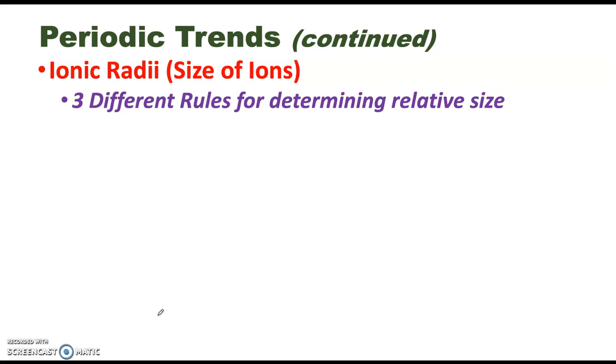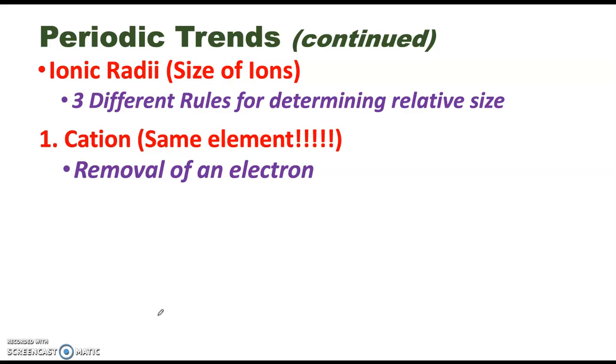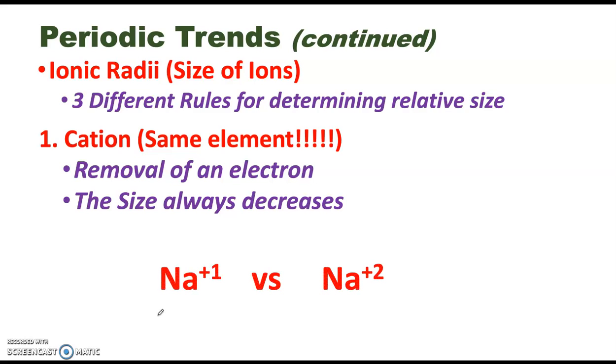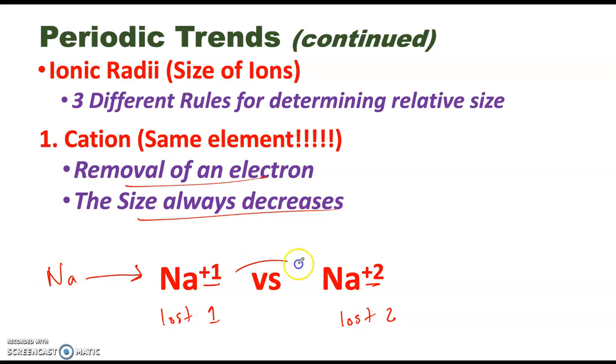So there's three rules for determining the size of ions. The first one has to do with cations. What you need to know is that the removal of an electron will always make the size of that atom smaller. Losing electrons will make the radius smaller. So if I look at these two ions, they're both cations. This has a +1 charge, so it has lost 1 electron. This is a +2, so it has lost 2 electrons. Well, the rule is if you remove an electron, the size will decrease. So if I had sodium that was neutral, and I lost 1 electron, that would make this smaller than this. Losing another one is going to make it even smaller. So if I asked you which one is bigger between these two, it's going to be this one. They both lost electrons, but this one has lost more, so it will be even smaller.